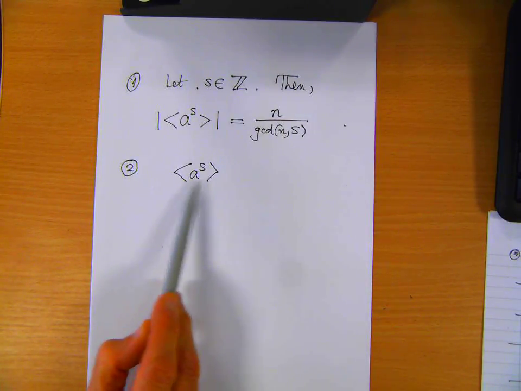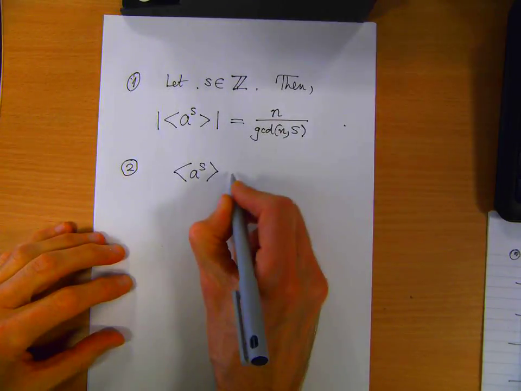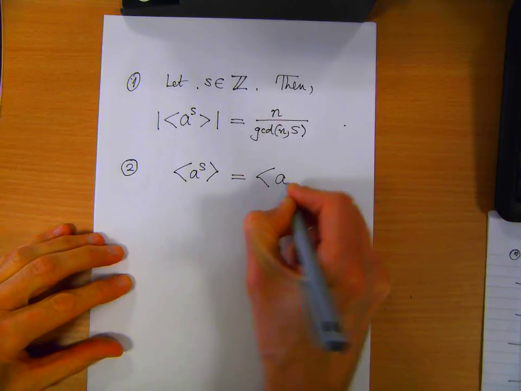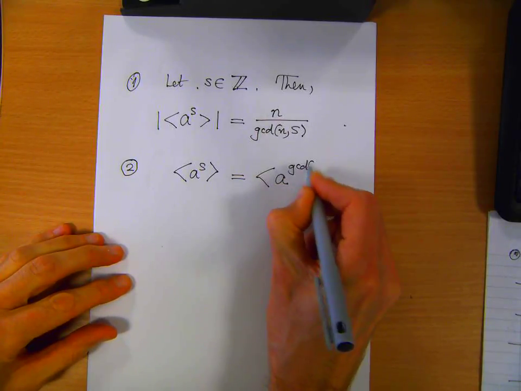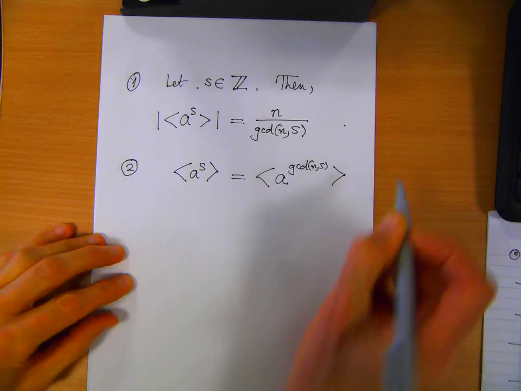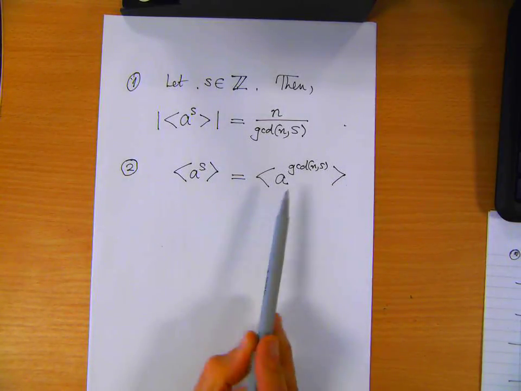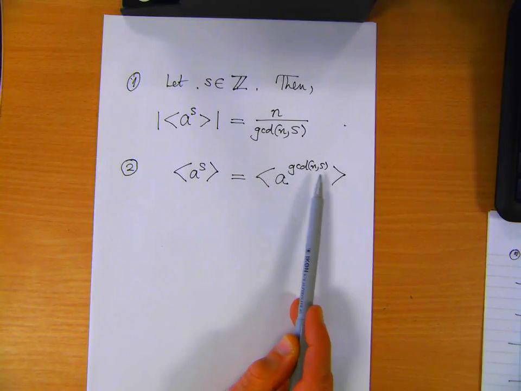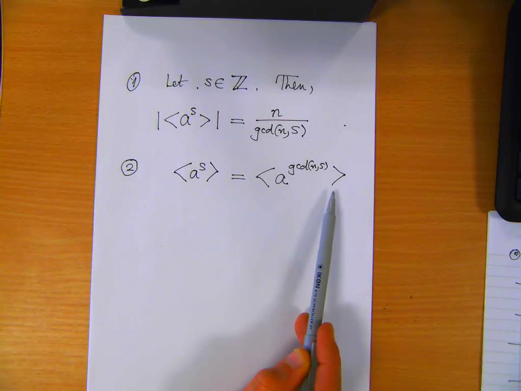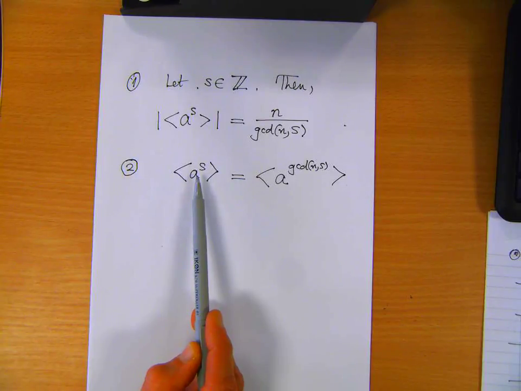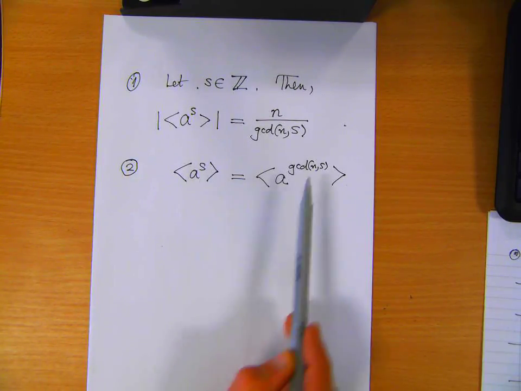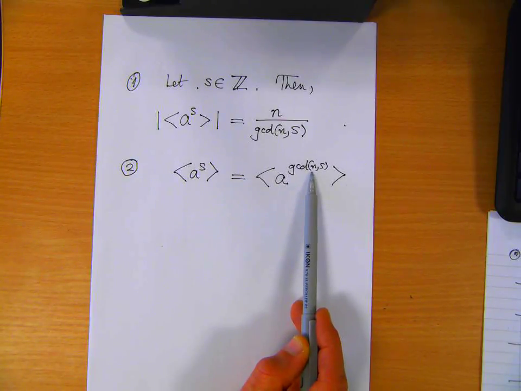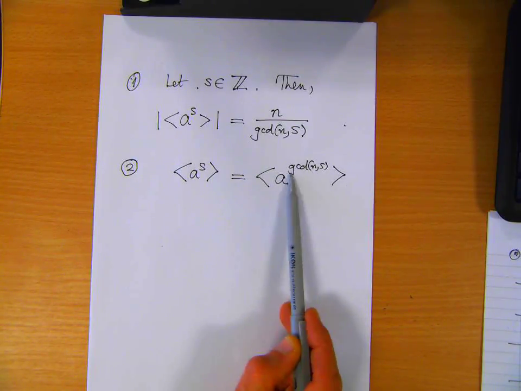So s can be any integer we like here. In fact, all we need to know to compute this group is to look at the group generated by the power a to the greatest common divisor of n and s. The advantage of this is s could be a very large integer, but this is a divisor of n, so this will be between 1 and n. It's a divisor of n.